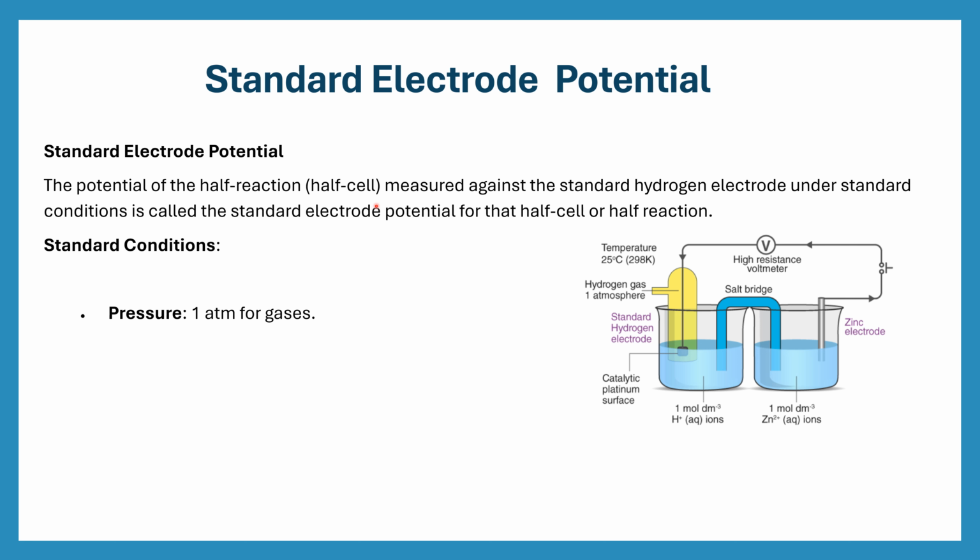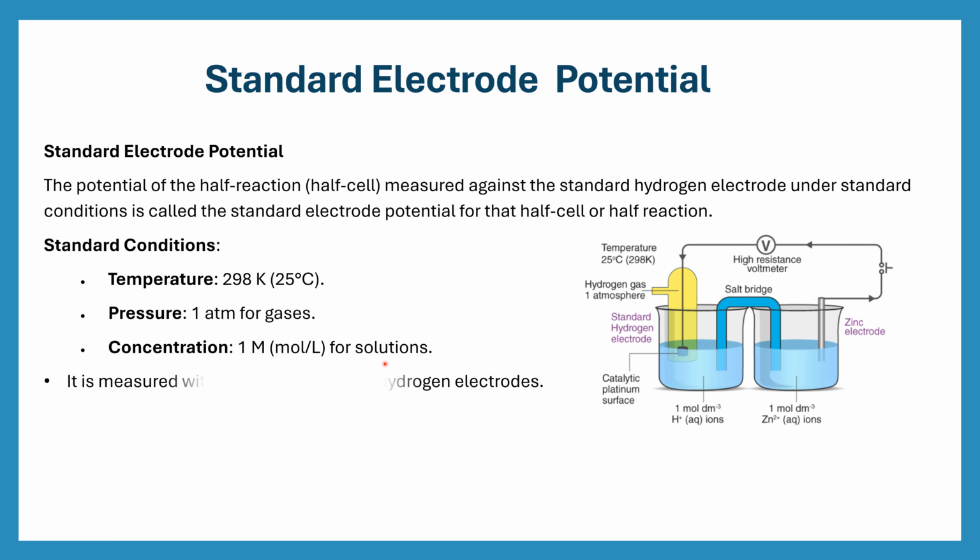The standard conditions for measuring the standard electrode potential are: the temperature should be 298 Kelvin or 25 degrees centigrade, pressure should be 1 atmosphere for gases, and the concentration of the electrolytic solutions should be 1 molarity, which is 1 mole per liter of solution. The potential of a half cell reaction is measured against the standard hydrogen electrode.